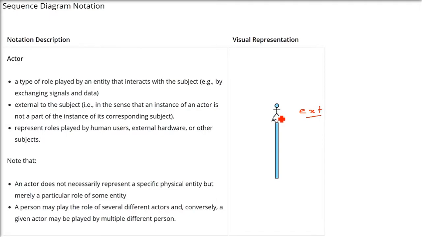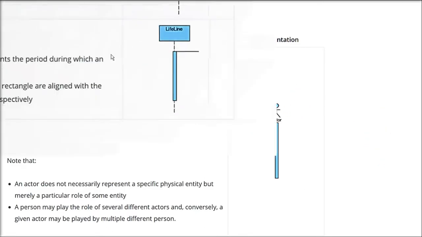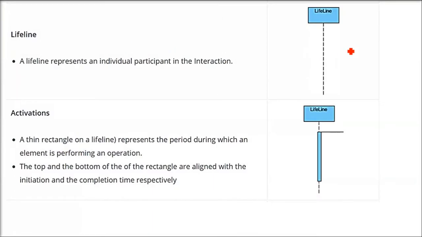A person may play the role of several different actors. Or in other words, a given actor may be played by multiple different persons. So these are the two things you need to keep in mind. Actor is external. A man can be a father or a child also: he is the father of his child, and he is the child of his father. Like multiple roles.